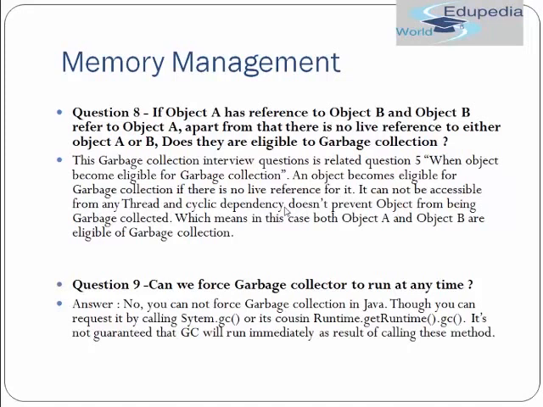Well, an object becomes eligible for garbage collection if there is no live reference for it. It is not accessible from any thread, and cyclic dependency doesn't prevent an object from being garbage collected, which means both the objects are eligible for garbage collection. Why so? Because none of our threads is pointing to it. There is no live reference, and since it's a cyclic reference, that doesn't count as a live reference. So in this case, it will be eligible. This is a follow-up of the previous question. It can be asked as a follow-up question in your interview.